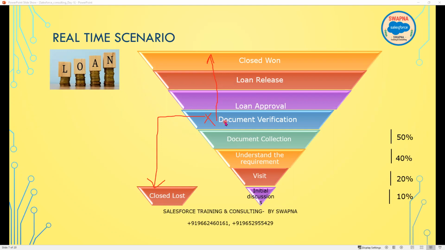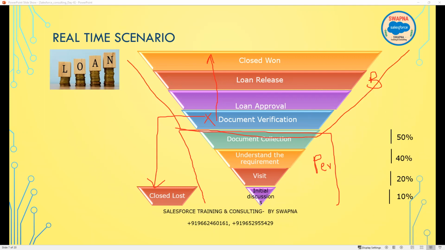Whenever they are verifying the documentation, that means till this point the work of whoever is requesting the loan is completed. From here, it is the bank's work. Now here starts the actual calculation. All the documents have been submitted by this person. The next step is the bank reviewing the verification. There it is 70%.